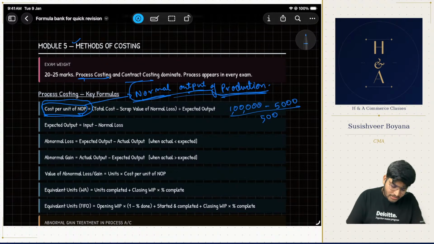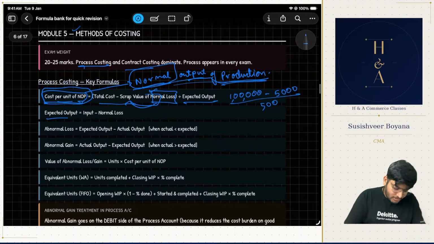Because in normal sense, having a normal loss is fine. To mitigate the sale value of a normal loss, we reduce it and divide by the number of units to get the cost per unit. Expected output is input minus normal loss. Like I mentioned, whenever we're calculating normal output, we also take normal loss into consideration. So input minus normal loss.